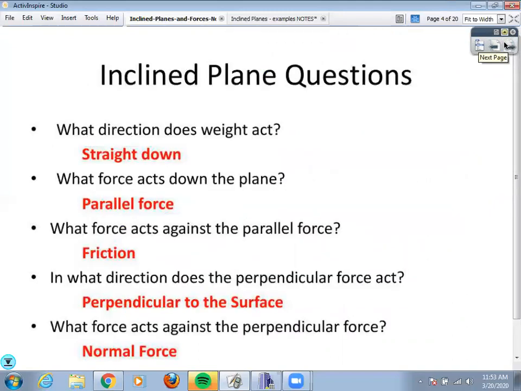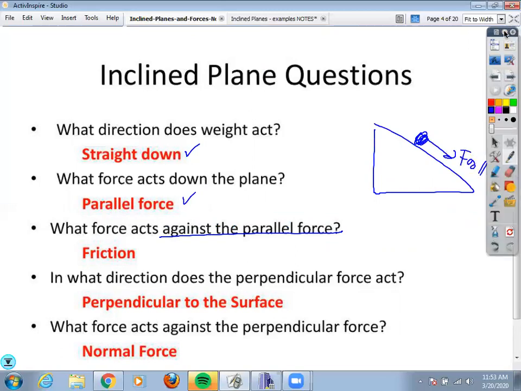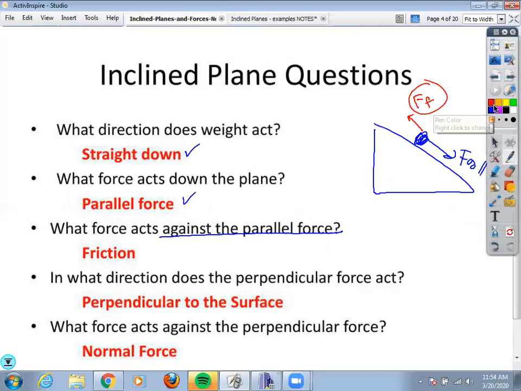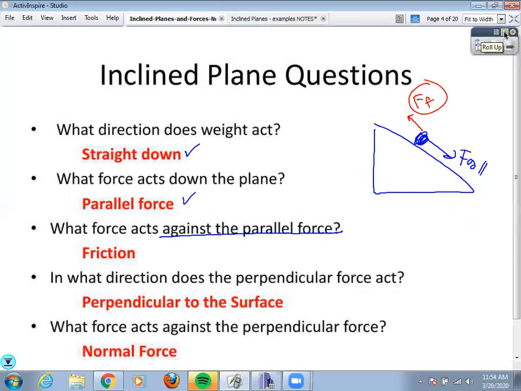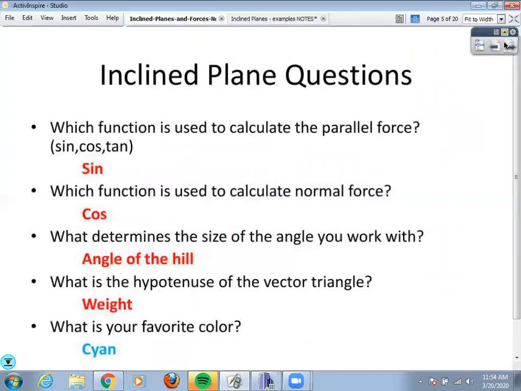Okay, so what direction does weight act? Straight down. Force acts on the plane. Parallel force. What force acts against the parallel force? If we have our object, and we have FG parallel going down the plane, we are going to have an opposing force, as you remember from grade 11 physics, FF, force of friction. That's interesting here, and we'll have to talk about the ramifications of this in a little bit. Those are just some questions for you to answer. We'll carry on to the next page.